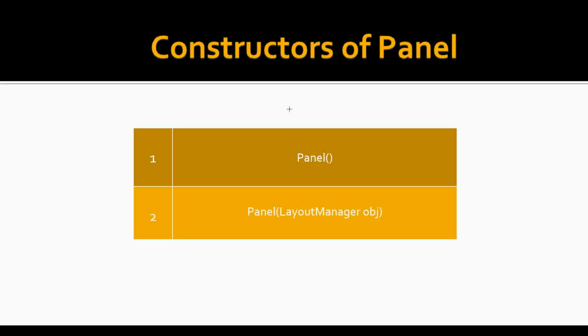Now let's see the constructors of panel class. So panel class provides two constructors. First one is a default constructor and second constructor takes one parameter in which it takes the object of layout manager. We will see each constructor in detail.